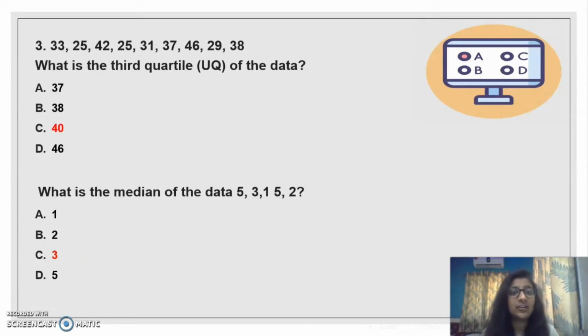As I told you, third quartile is also known as upper quartile. They are asking you the third quartile. Firstly, you will have to arrange the data. After you arrange this data, you will get your quartile present somewhere between 38 and 42. So what will be the middle of 38 and 42? 40. That's why the third quartile will be 40. Now what is the median of the data? Again, you will have to arrange this data: 1, 2, 3, 5, 5. 3 will be your median. With 2 elements on the left side and 2 elements on the right side, your middle value is 3.